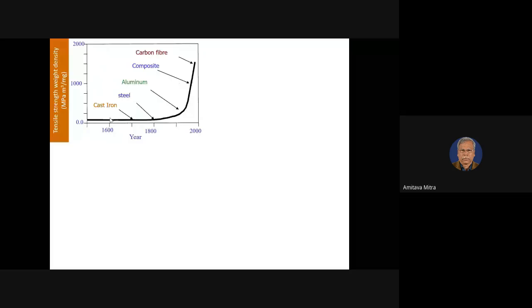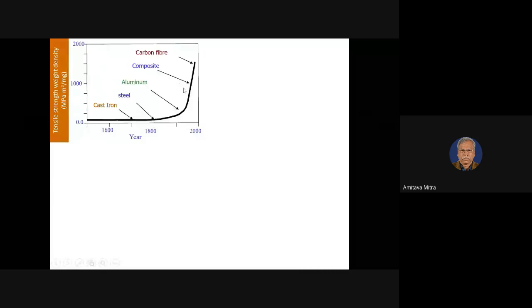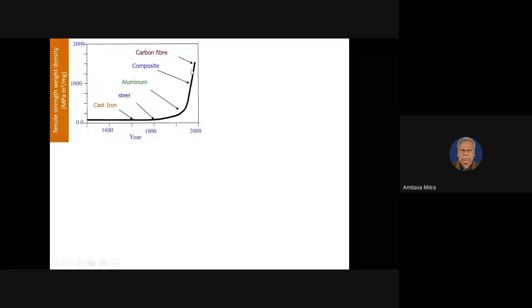And you see, with the evolution of scientific discovery, how we can get materials with higher strength. So initially around 1600, 1700, we had cast iron, then steel, then aluminium, then the composites, then the carbon fibers. And you can see, particularly for the last two centuries, we have really a dramatic change in strength of the materials with the advent of various types of newer materials like carbon fiber, composites, different types of aluminium.